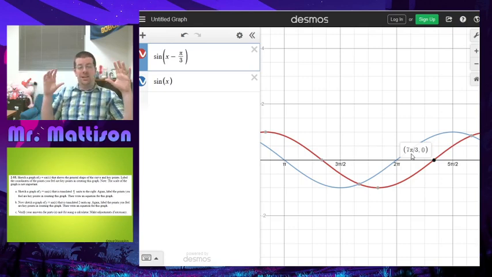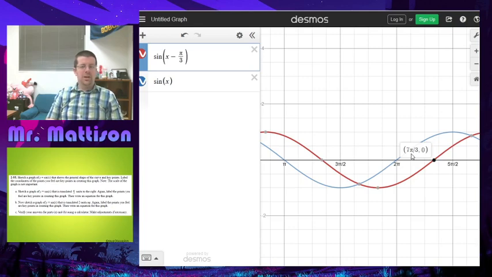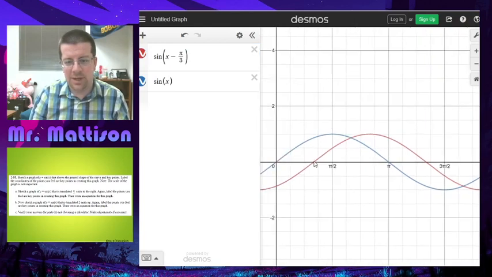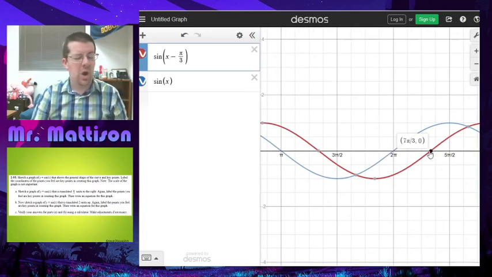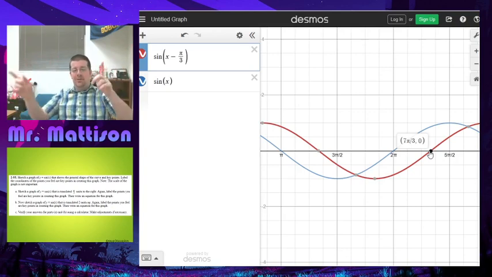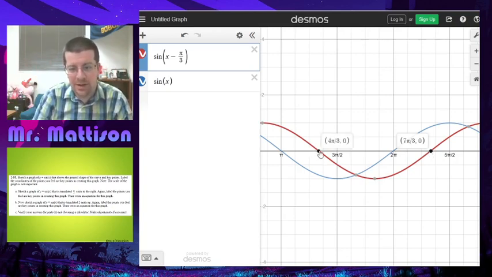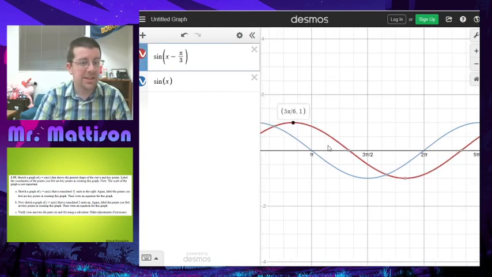I literally just take the key points for the base graph, shift all of those key points over, and then I know where my key points are. Another way you can do it is say, I know where the very first point is, at pi over 3. I know where my last point is, 7 pi over 3, because I just added pi over 3 to 0 and 2 pi. Then halfway between those, 4 pi over 3. Halfway between these two, 11 pi over 6. Halfway between the first two, 5 pi over 6.